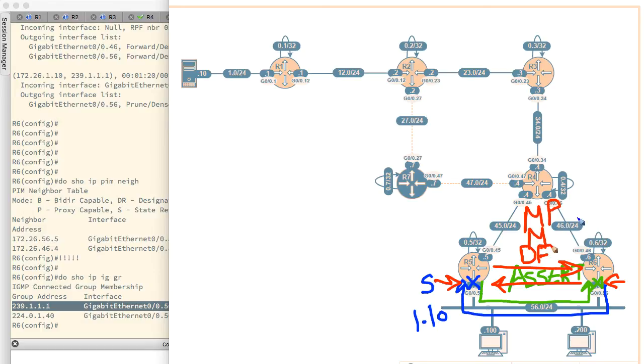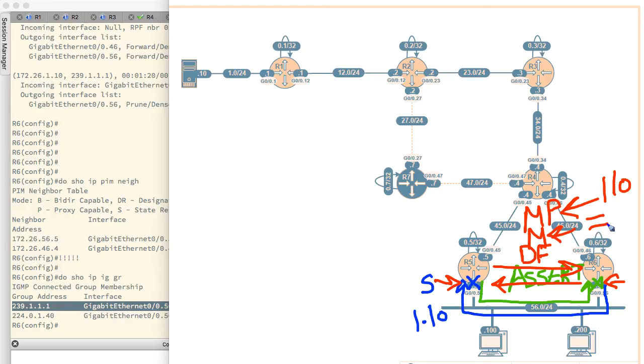And in this case, I'm assuming that the metric preference for both is 110. We are using IOS and OSPF. The metric for both should be the same. They're equal hop counts away, and I haven't made any changes. So this should be equal. That means the designated forwarder is decided by the highest IP, and .6 is the highest IP here.